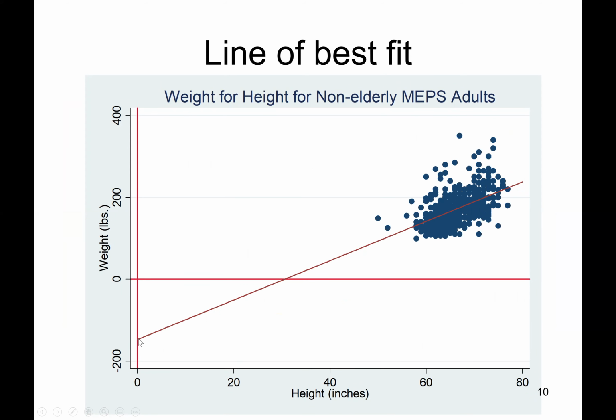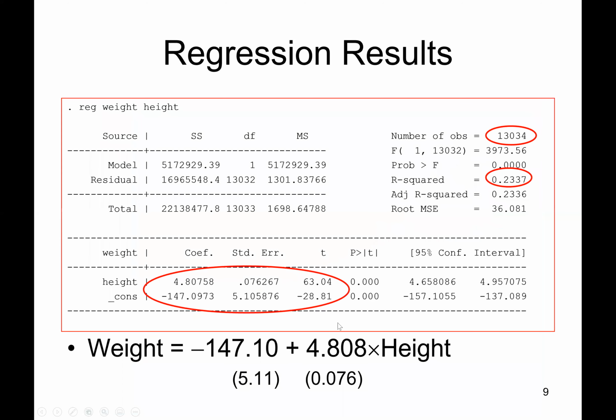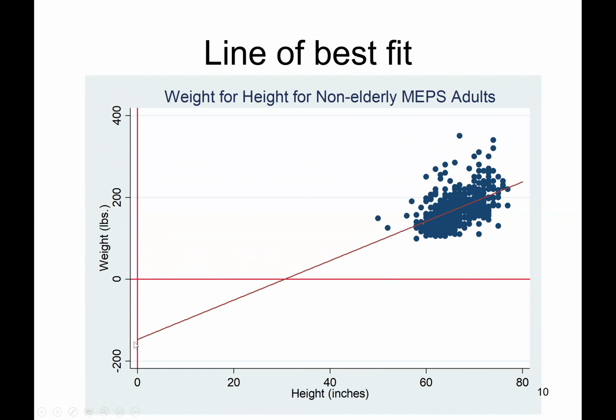And then if you were to calculate this slope, remember it's a linear relationship, so the slope doesn't change. That corresponds to 4.8. So for every 1 unit increase in height, there is a 4.8 unit increase in weight. And that's how we create this linear regression model. It's called the line of best fit.